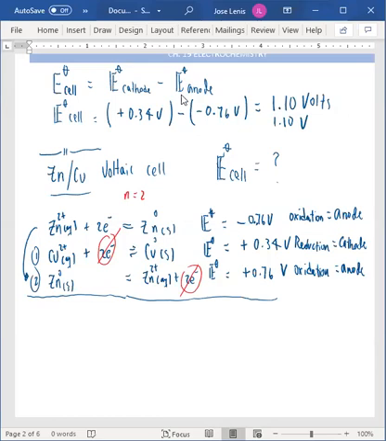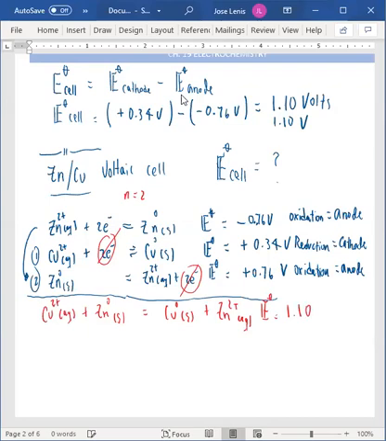So now we can add these two equations. On this side, we have copper 2+ aqueous plus zinc solid. And on the other side, we have copper solid plus zinc 2+ aqueous. And the standard potential of the cell, when you add these two numbers, you get 1.10.